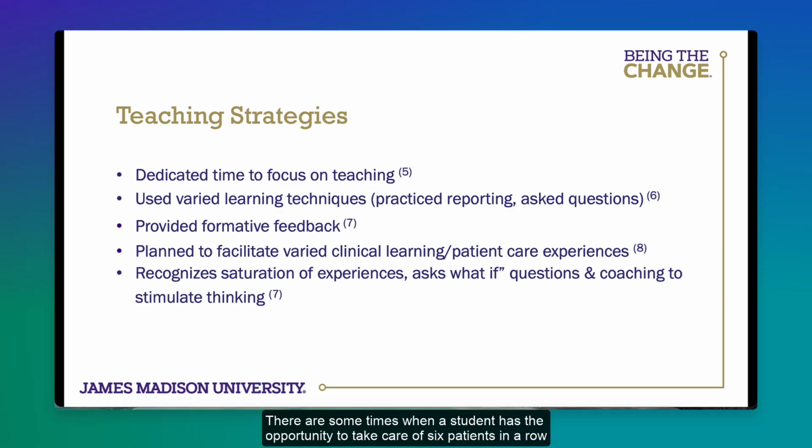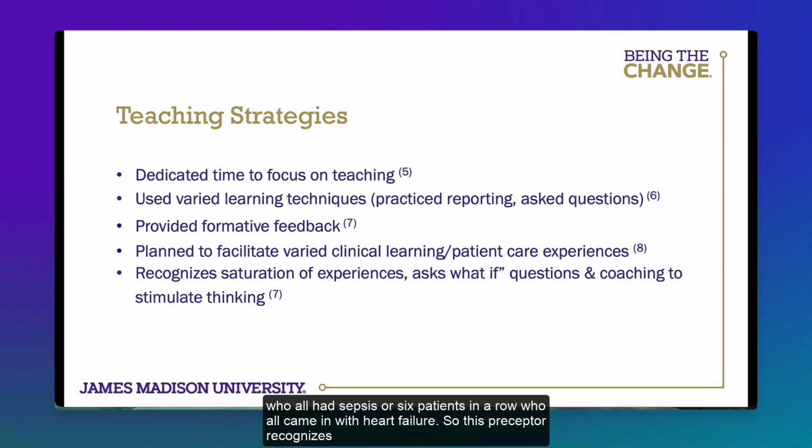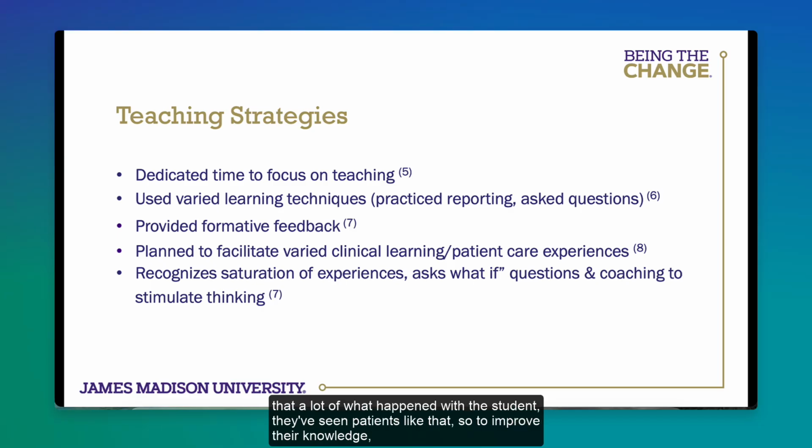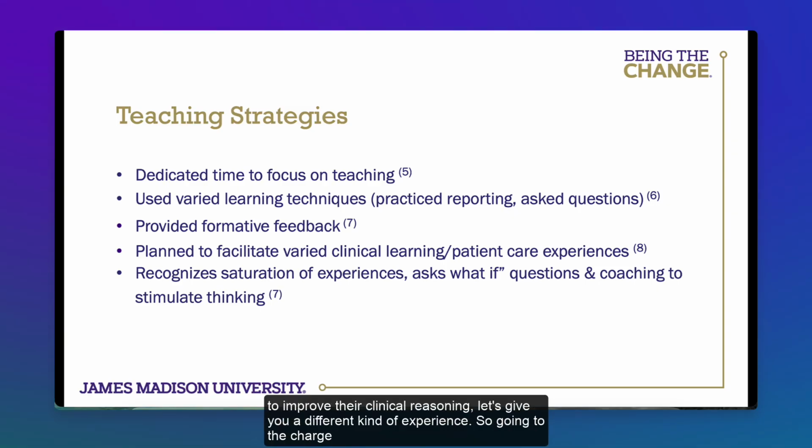There are some times when a student has the opportunity to take care of 6 patients in a row who all had sepsis, or 6 patients in a row who all came in with heart failure. So this preceptor recognizes that a lot of what happened with this student, they've seen patients like that. So to improve their knowledge, to improve their clinical reasoning, let's give you a different kind of experience. So going to the charge nurse and asking, can you give us a different assignment the next time, to really broaden the student's knowledge.